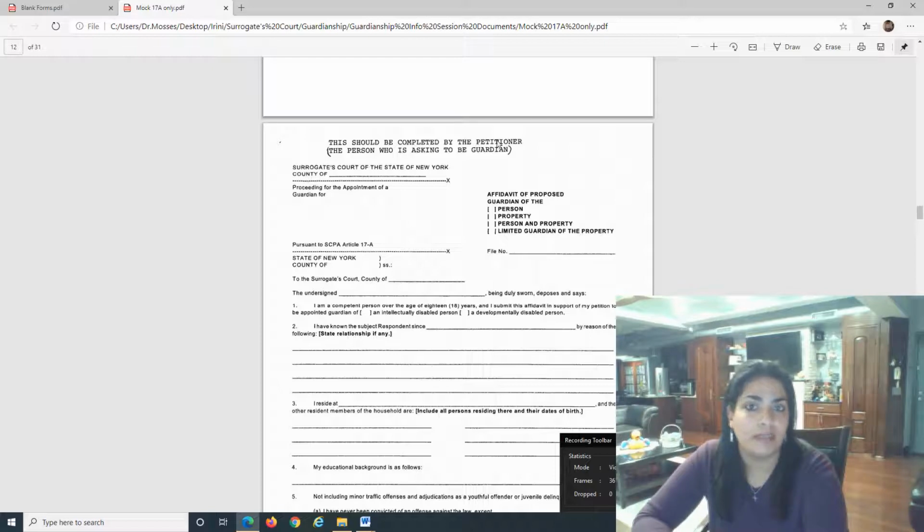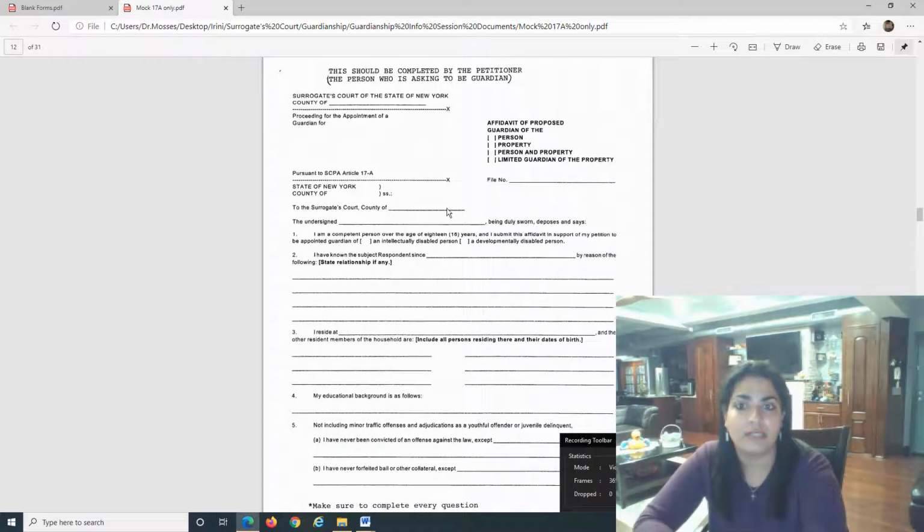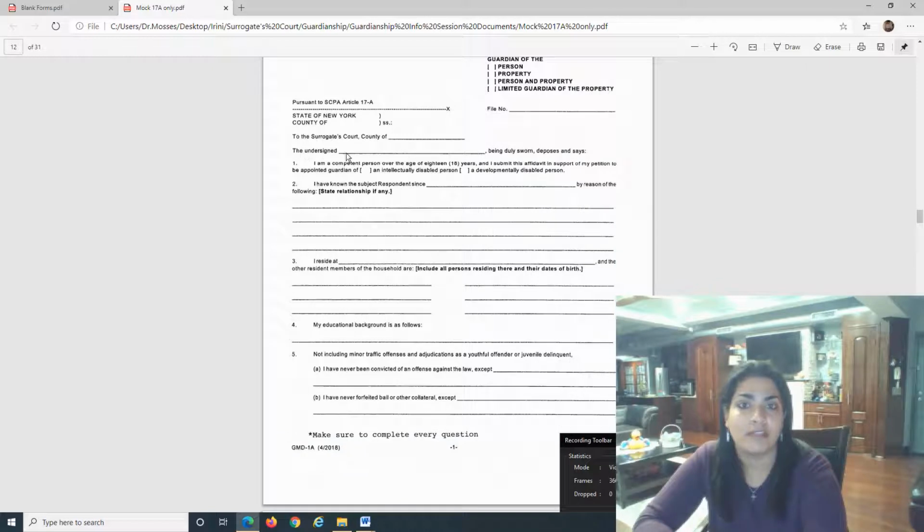This should be completed by the petitioner, the person who's asking to be guardian. So if we have one person coming in to be the guardian, only one person needs to fill out this form. If we have two people, then both people individually must fill out this, two sets. Again, county goes here, the name of the respondent goes right here. County again, the name of the respondent goes here. This is, I'm a competent person and I am trying to become guardian of intellectually disabled, developmentally disabled. Make sure you check off one or both, whichever is applicable.